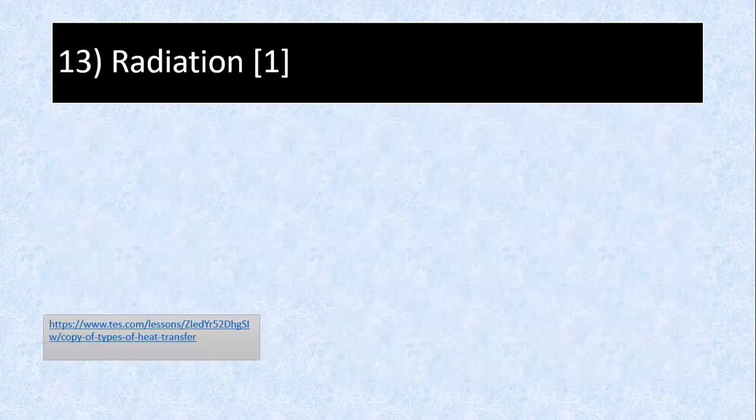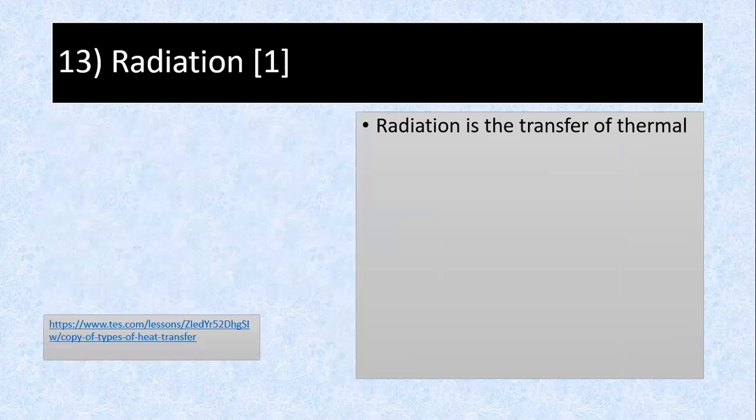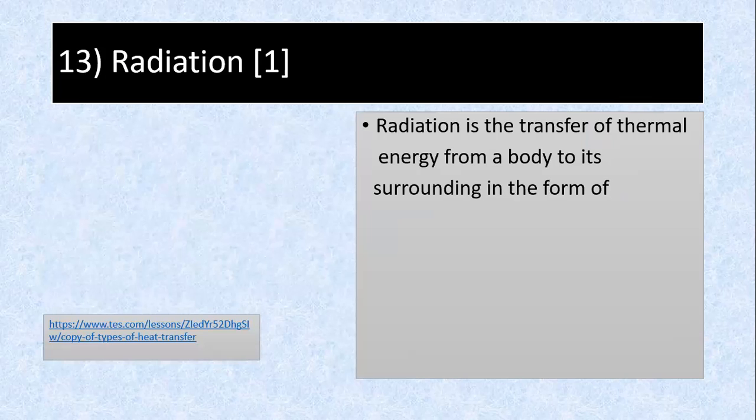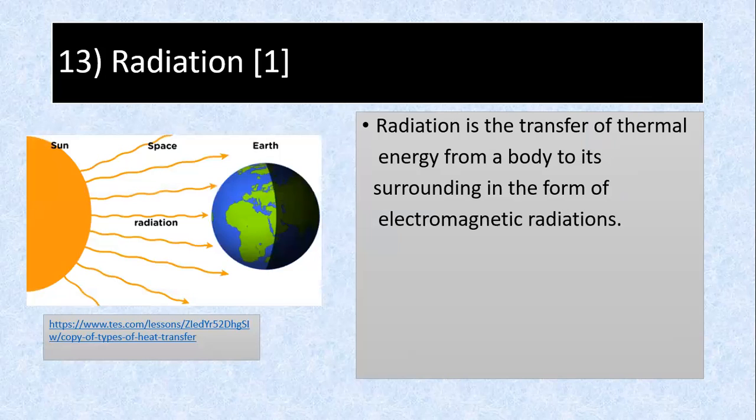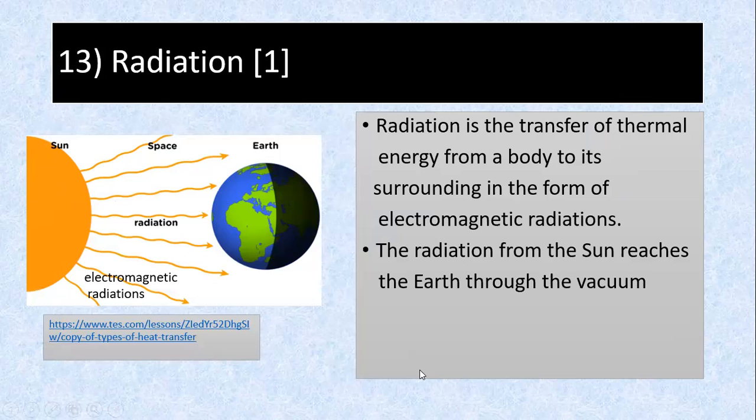Then radiation is the transfer of thermal energy from a body to its surrounding in the form of electromagnetic radiation. That's your sun, hot body, earth, cold body. There's your electromagnetic radiation. The space, it can be vacuum. Radiation from the sun reaches the earth through vacuum. Right? Space is vacuum.